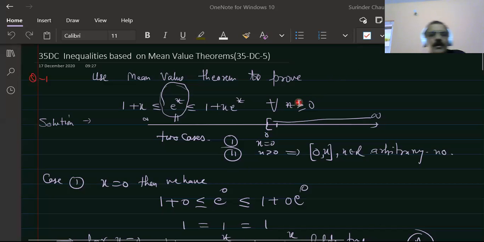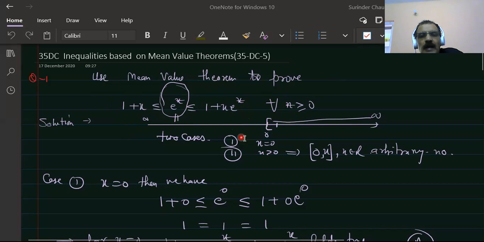Hello students, in this lecture we will use the mean value theorem to derive some important inequalities. So let's write the first inequality. Use the mean value theorem to prove 1 plus x is less than or equal to e to the power x, which is less than or equal to 1 plus x e to the power x, for x greater than or equal to 0.